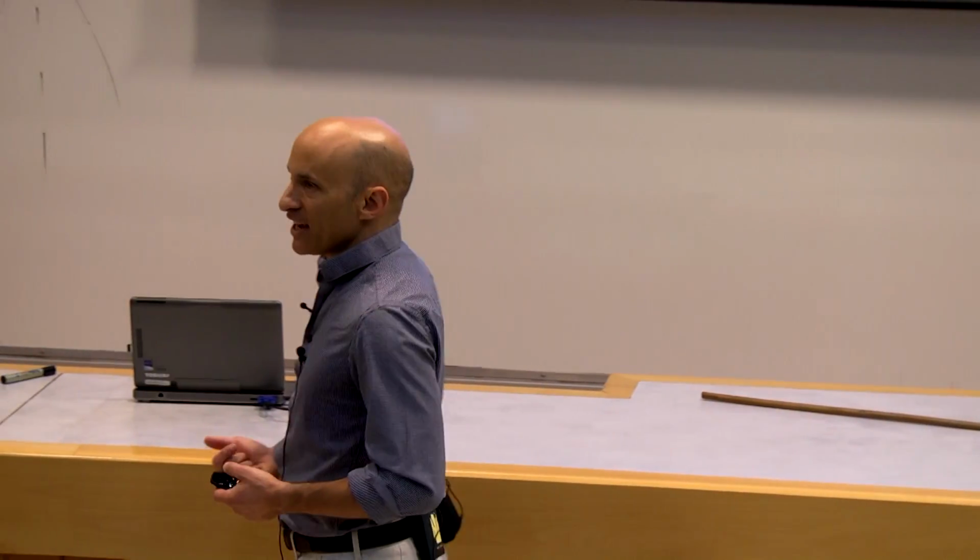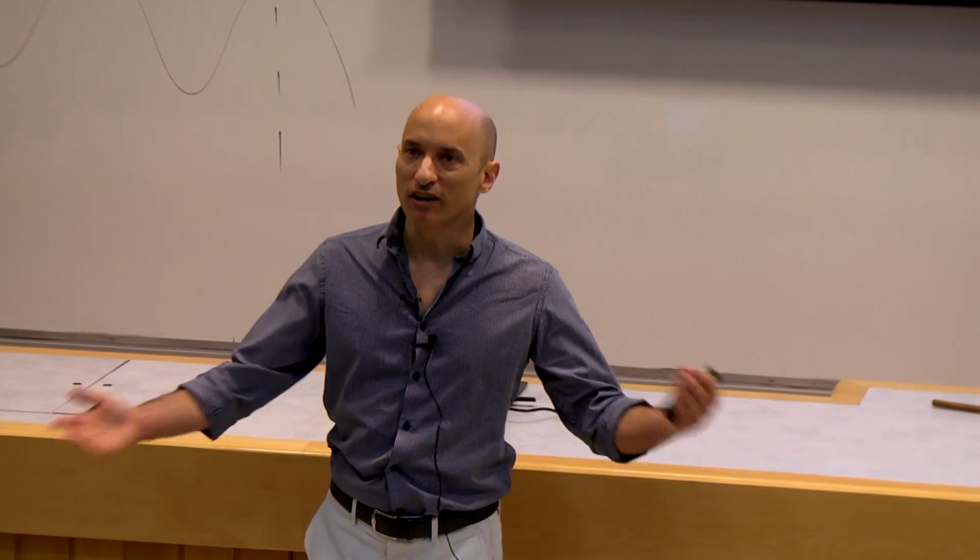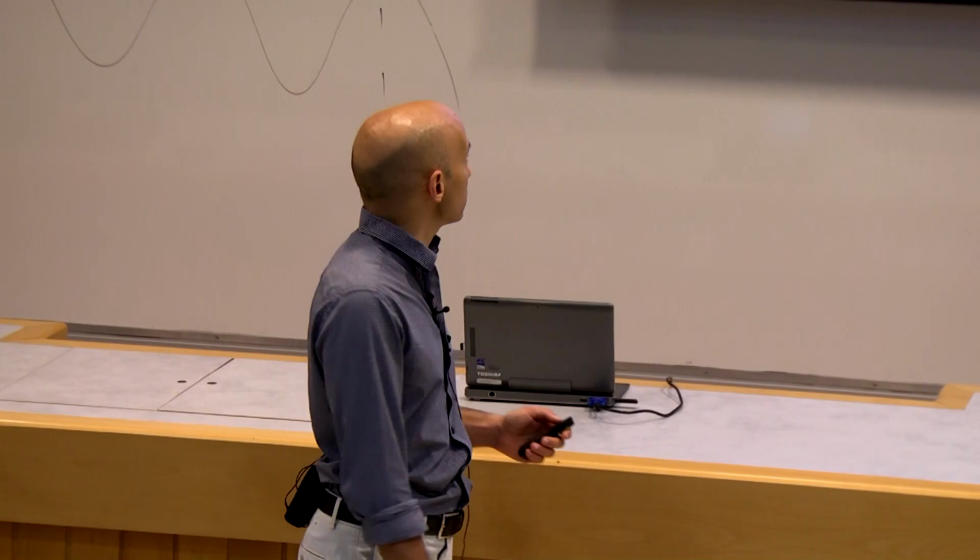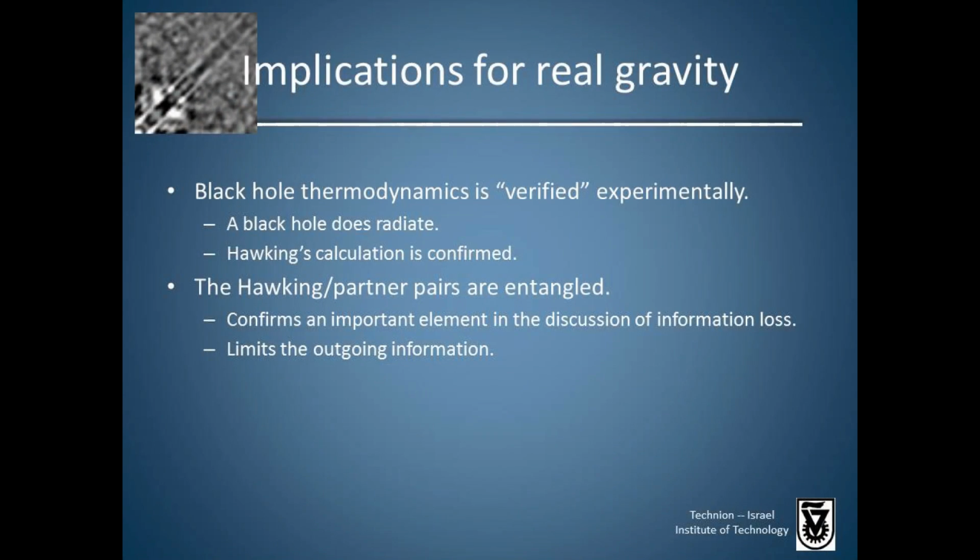So what are the implications here for real gravity? What did we learn about real gravity from these measurements? Firstly, black hole thermodynamics is verified experimentally, at least within the analog case, since we see that a black hole does radiate, and that confirms Hawking's calculation.